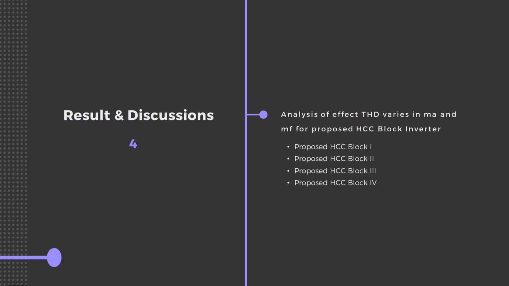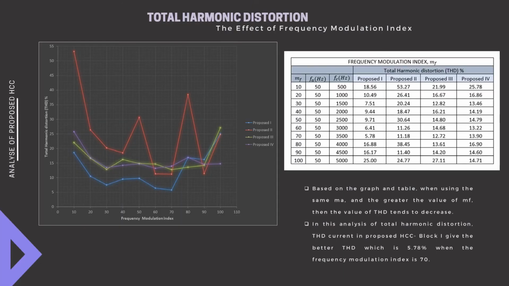Lastly, result and discussion section 4 is the analysis of the effect of THD varies in MA and MF for the proposed HCC. First, in terms of the effect of frequency modulation index on THD when varying MF, based on the graph and table, when using the same MA, the greater the value of MF, the more the value of THD tends to decrease. In this analysis, THD current in proposed HCC block 1 gives the better THD, which is 5.78% when the frequency modulation index is 70.